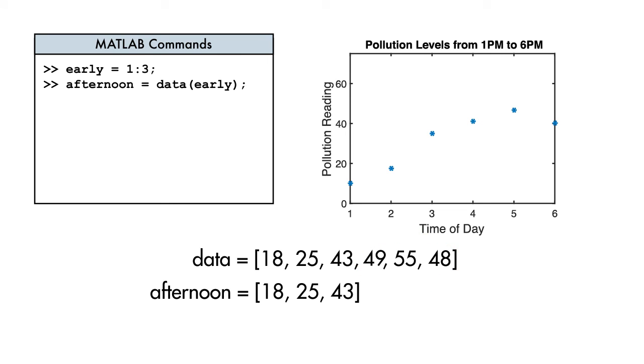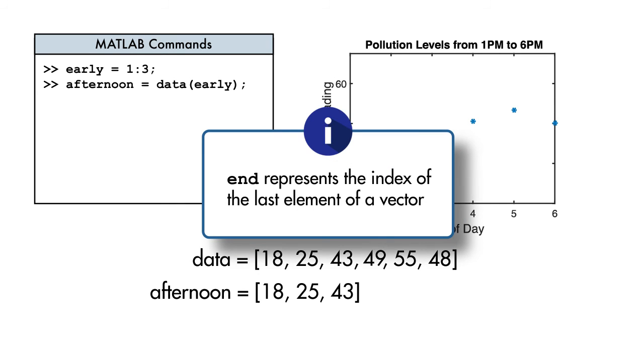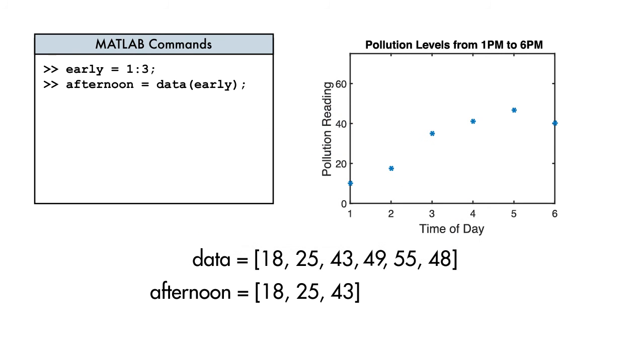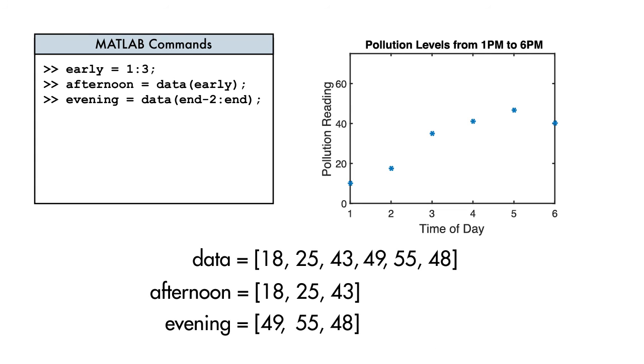This dataset is pretty small, but in many applications, we don't know the exact size of our dataset, only that we want to look at the last elements of it. No problem. We use the end keyword to reference the last index of a vector. We can even do arithmetic with the end keyword to access elements close to the end of a vector. End minus 1, and end minus 2 are the indices of the last 3 elements. This command using end extracts the last 3 readings of data.